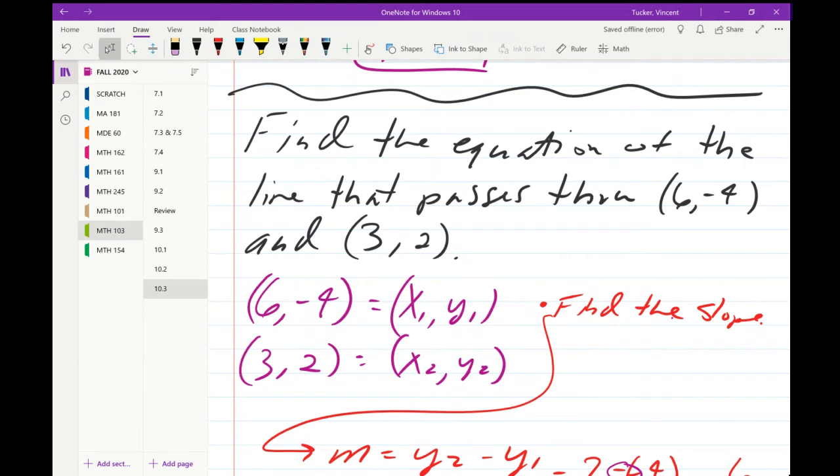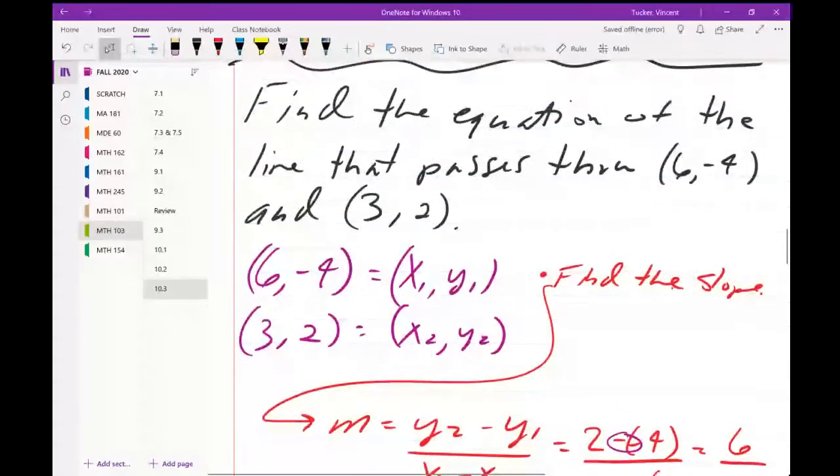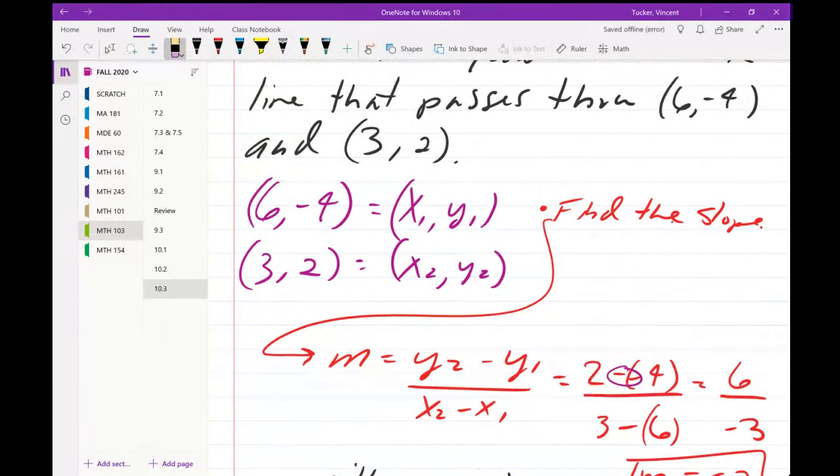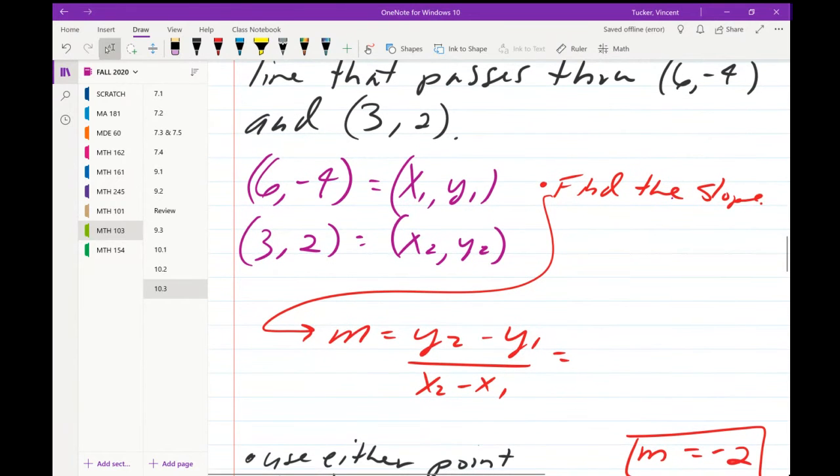So the first thing you would do is establish which one is your point 1 and which one is your point 2. So I call point 1 6, -4, and then point 2 3, 2. Once you establish which one you call point 1 and which one you call point 2, now you find your slope. And remember that your slope formula is y2 minus y1 over x2 minus x1.